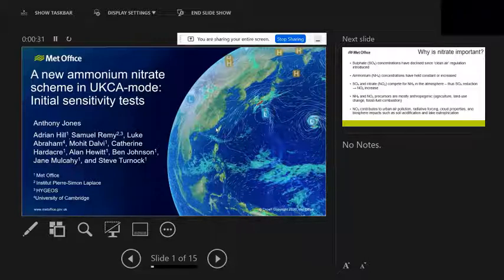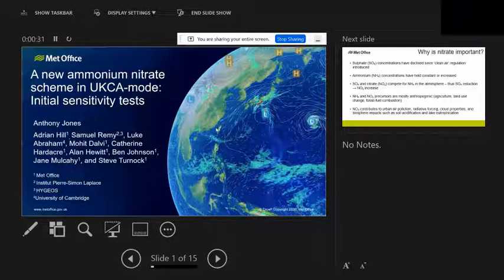Okay, so I'll talk about a new ammonium nitrate scheme that we've introduced to UKCA mode and some initial sensitivity tests that we performed with it. So why is nitrate important? Well, sulfate concentrations in the atmosphere have declined since clean air regulation was introduced in the 60s to the 80s, whereas ammonium concentrations have held constant or increased. Sulfate and nitrate compete for ammonium in the atmosphere, and therefore a reduction in sulfate leads to an increase in nitrate.